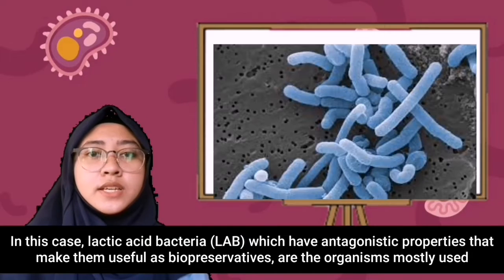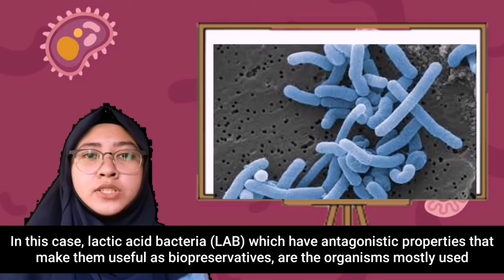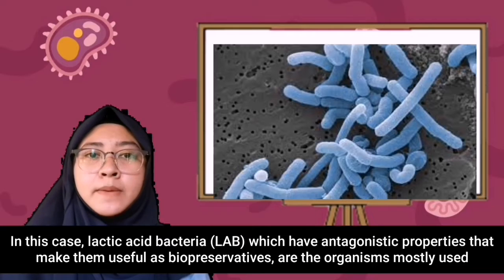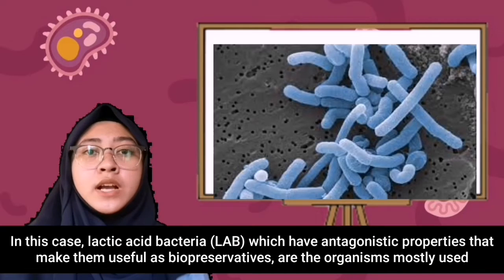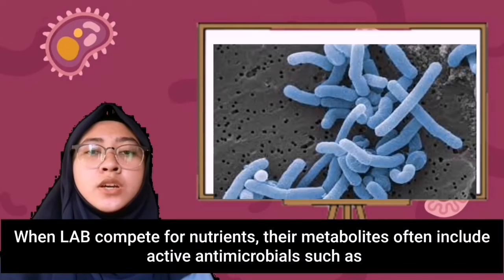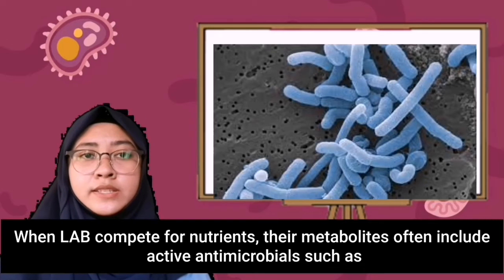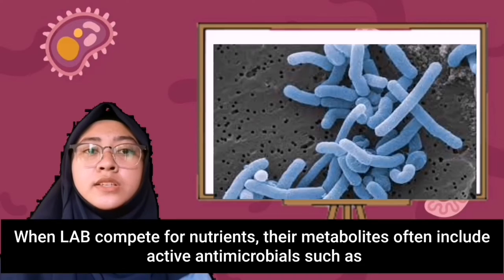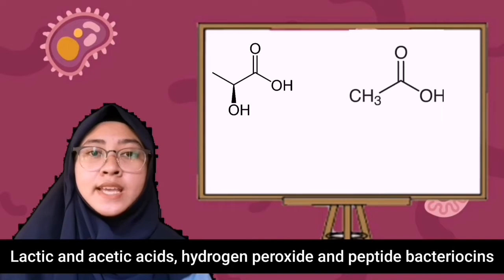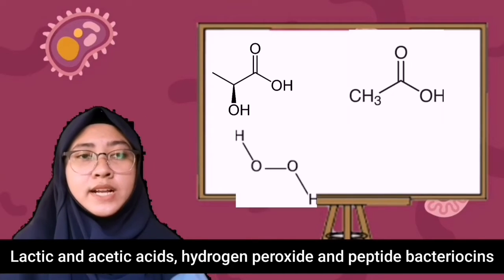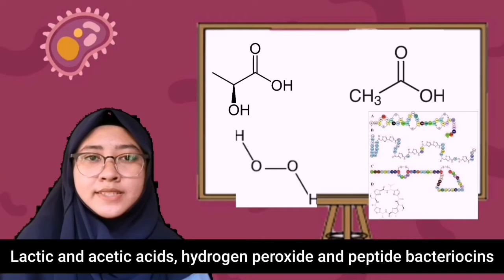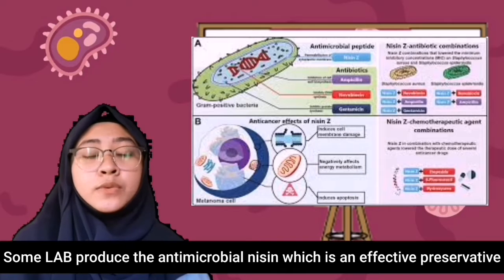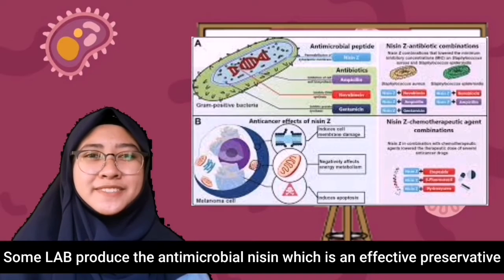In this case, lactic acid bacteria, LAB, which have antagonistic properties that make them useful as biopreservative, are mostly used. When LAB compete for nutrients, their metabolites often include active antimicrobials such as lactic and acetic acids, hydrogen peroxide, and peptide bacteriocins. Some LAB produce the antimicrobial nisin, which is an effective preservative.